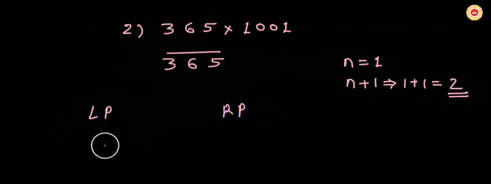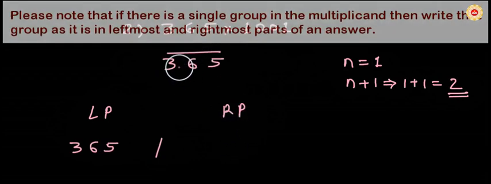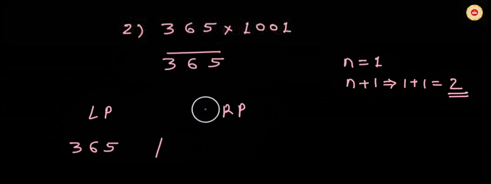So let us multiply. What is the first step? To calculate the leftmost part. The leftmost group in the given multiplicand is the leftmost part, so write 365 as it is. Give a slash to separate the left part and right part of the answer. What is the rightmost part? The rightmost group in the given multiplicand is the rightmost part, so write 365 as it is in the rightmost part. In this way we have calculated two parts.